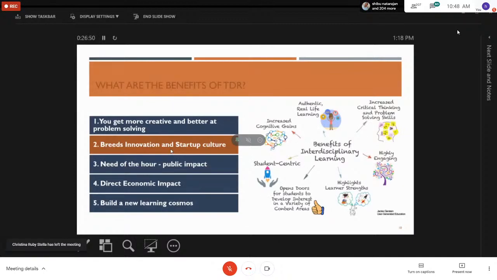So what are the benefits of transdisciplinary research? I might be running out of time, so let me go through this quickly. So we become more effective at learning things. We have increased cognitive gains. So we become more creative if you pick up transdisciplinary research, and problem-solving capacity increases.